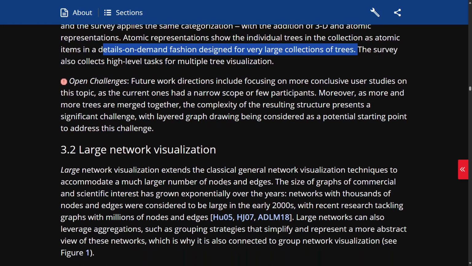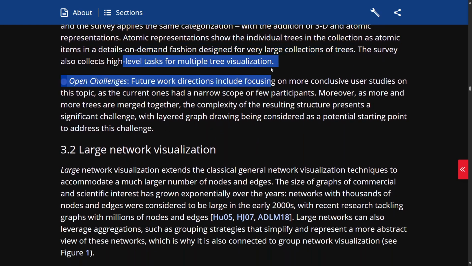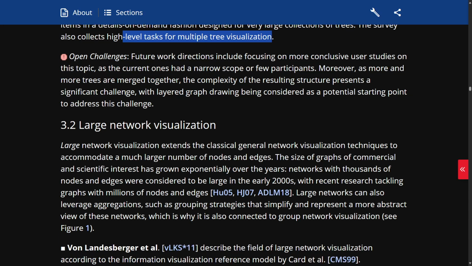The survey also collects high-level tasks for multiple tree visualization. Open challenges: future work directions include focusing on more conclusive user studies on this topic, as the current ones had a narrow scope or few participants. Moreover, as more and more trees are merged together, the complexity of the resulting structure presents a significant challenge, with layered graph drawing being considered as a potential starting point to address this challenge.